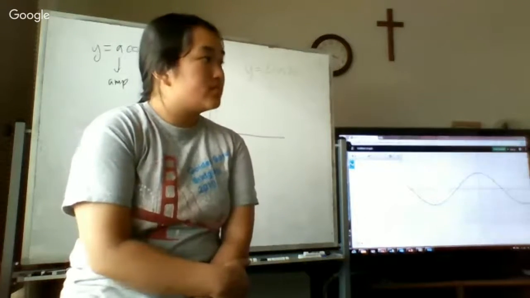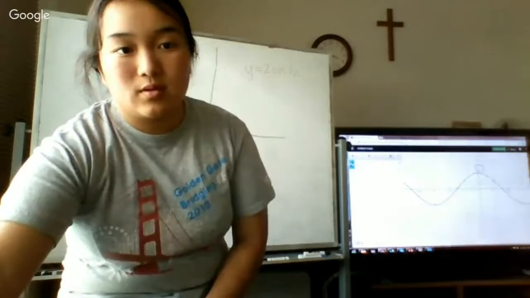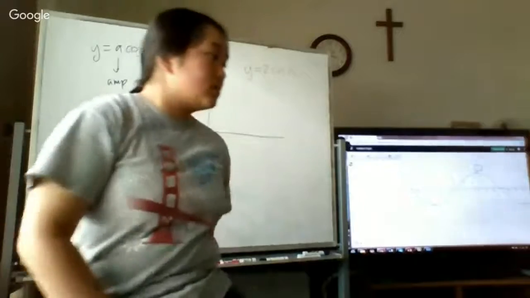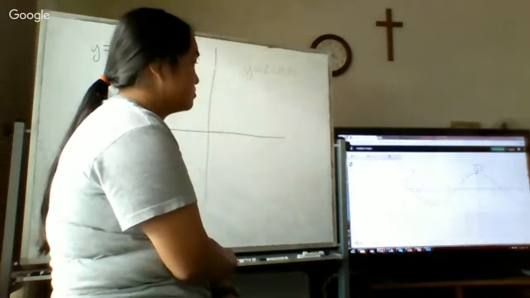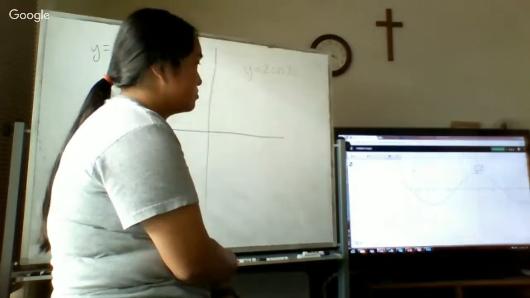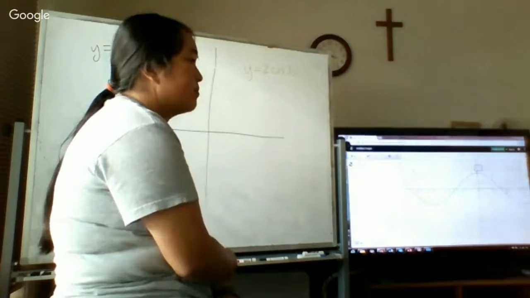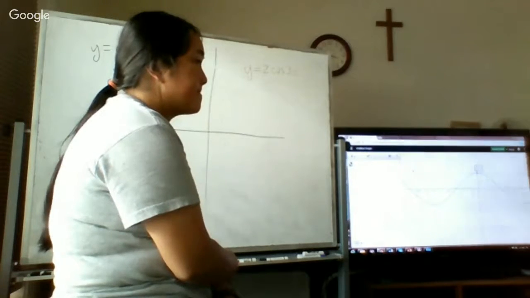Does the 3x have any impact on that point, or is that point always just 0? Oh, I see what you're saying. Are you saying like cosine 3x? Yeah. Okay. Does that answer your question? Yeah. Can you tell me why that would not affect that point? Because it has no relation to the actual equation.